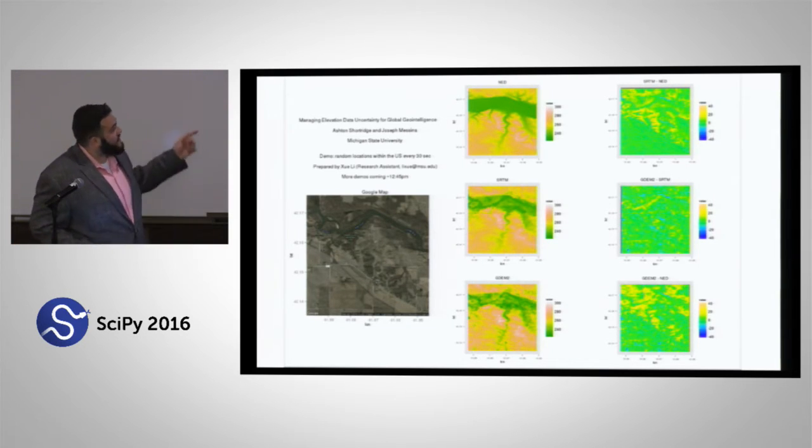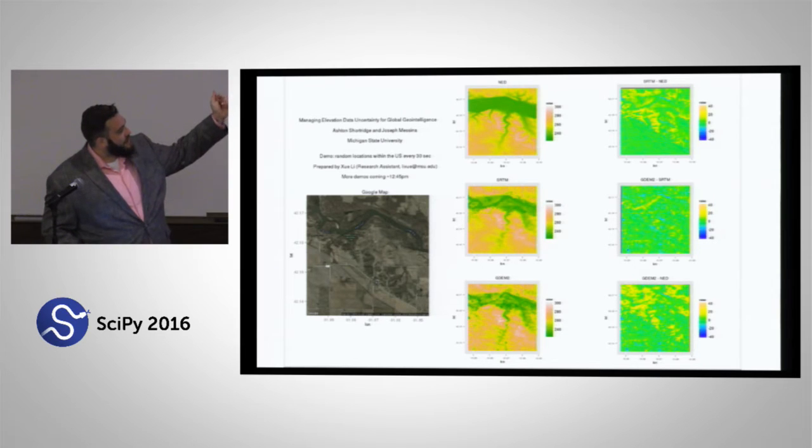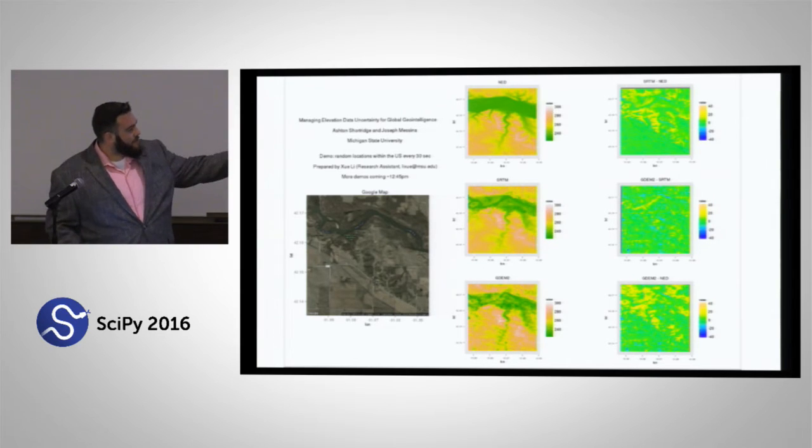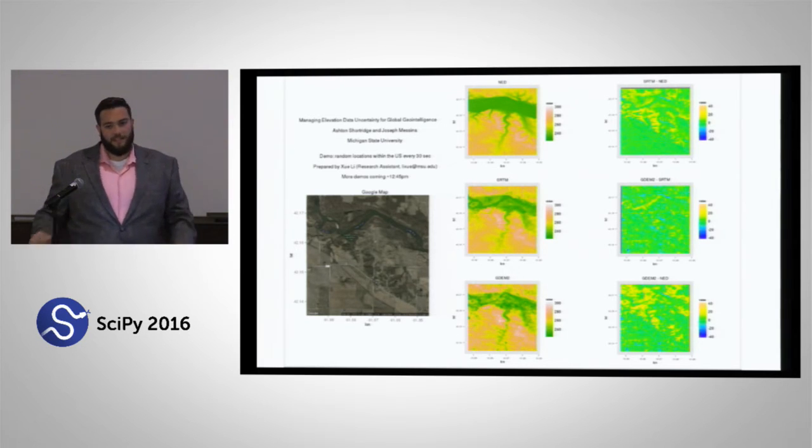As you can see, on the top we have the National Elevation Data Set, SRTM in the middle, and GDEM on the bottom. Green is where they're all the same, but you can see that there's a lot of difference between these data sets, actually. I wish the quality of this image was better, but this is all I had.